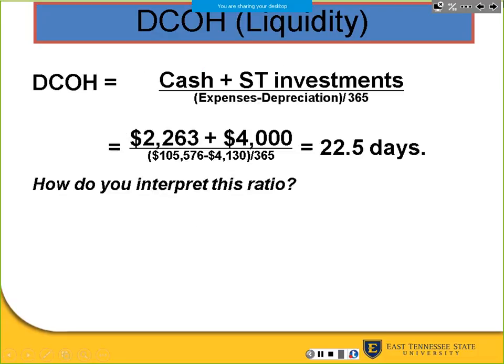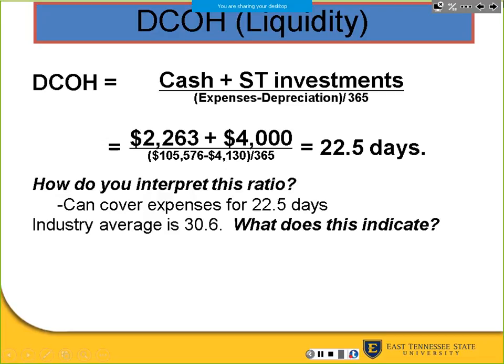So what is this telling us? And this is the same information that was just on the previous slide. So how would we go about interpreting this ratio? That's right. If everything else ceases, we can continue to operate as normal and cover our expenses as normal based on our cash position right now for 22 and a half days.